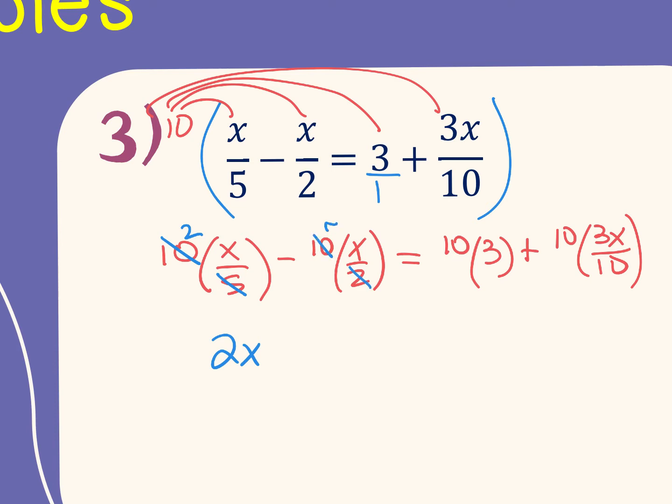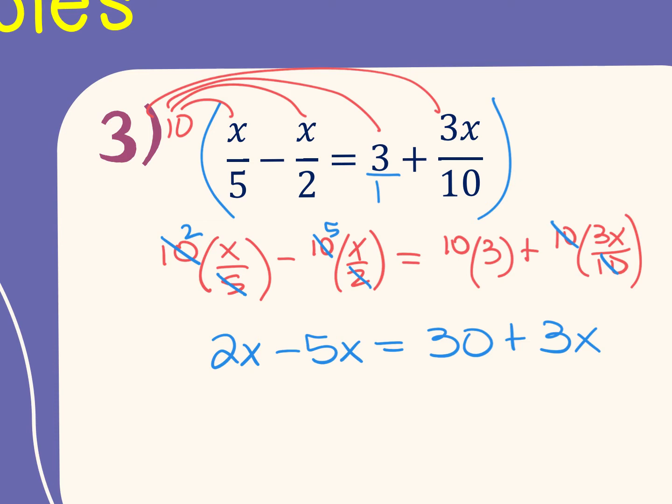Simplify, this becomes negative 5x. 10 times 3 is 30. The 10s cancel, and I'm just left with a 3x. Now it makes it so much easier. I don't have to worry about working with fractions.